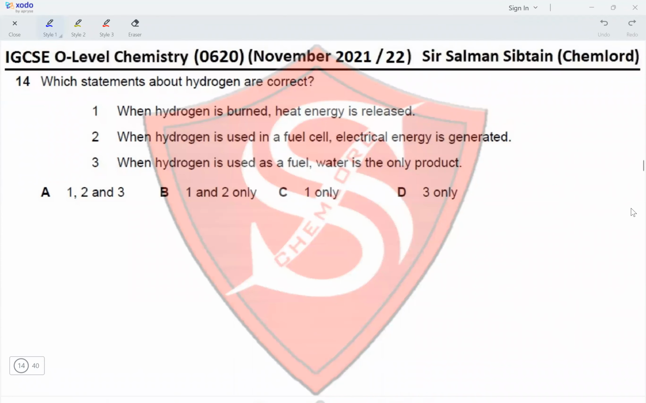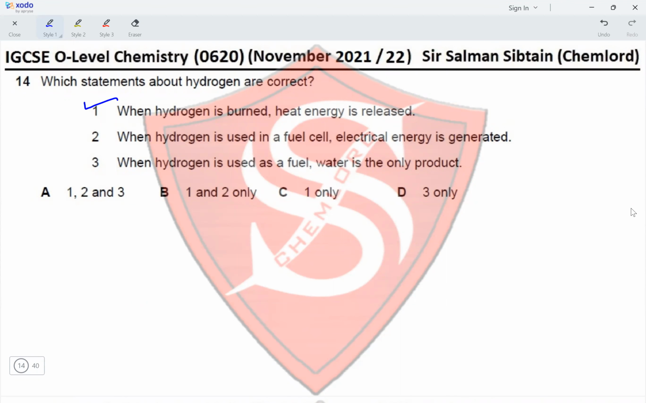Question 14. Which statements about hydrogen are correct? 1. When hydrogen is burnt, heat energy is released. So when hydrogen is burnt, it reacts with oxygen. Therefore, it undergoes combustion. And combustion is always exothermic. That means heat will be released. So this statement is correct.